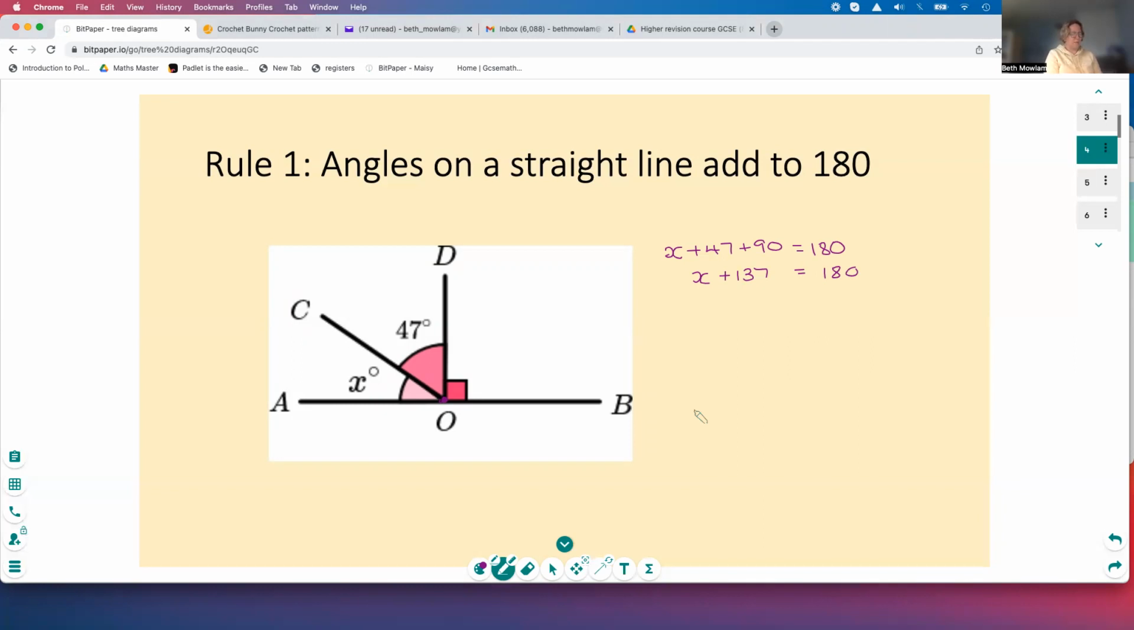Now these can come up on calculator or non-calculator exams. So you've got to be able to do some simple taking away without a calculator. However, if it is on the calculator paper, please do use the calculator, even if you think you can do simple taking away. So in this case, x would be 43 degrees. So we add up the ones we know, we take it away from 180.